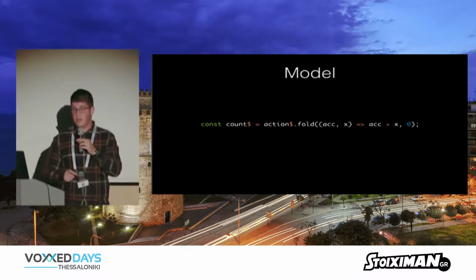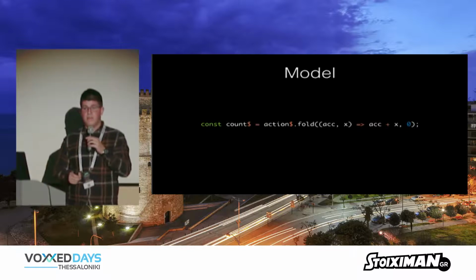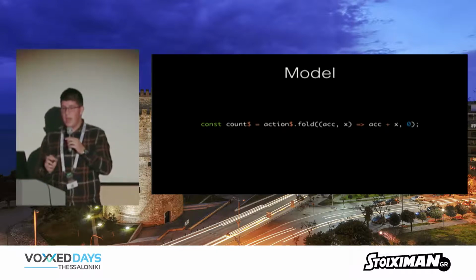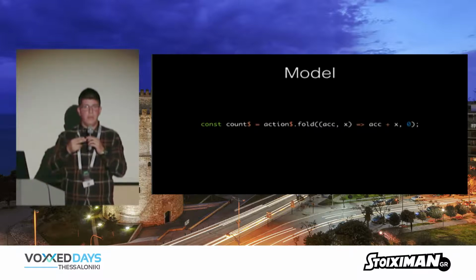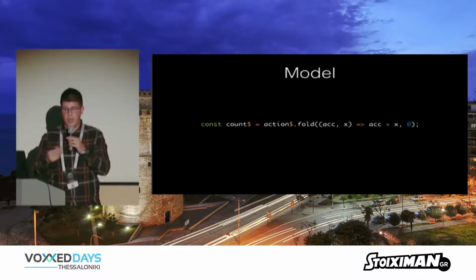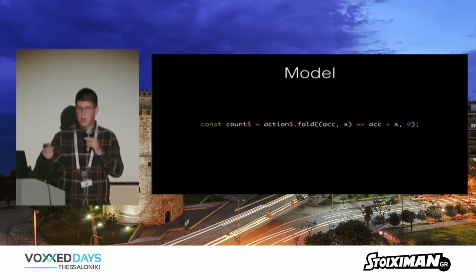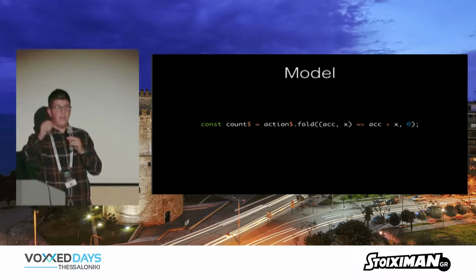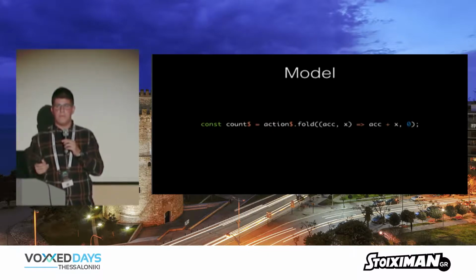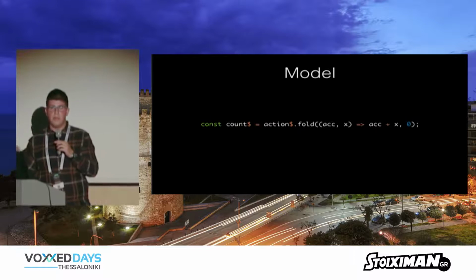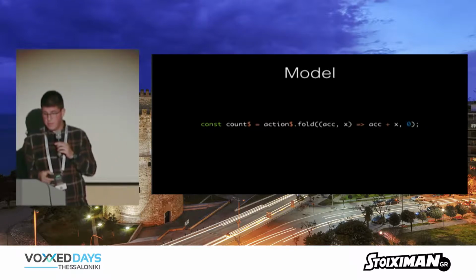The second argument is 0, so we say the first thing in the accumulator will be 0, and then depending on the next values from the action stream, it will increase or decrease. So inside the count, we will just have our state change. It will add +1 or -1 depending on the action, or depending on the clicks.